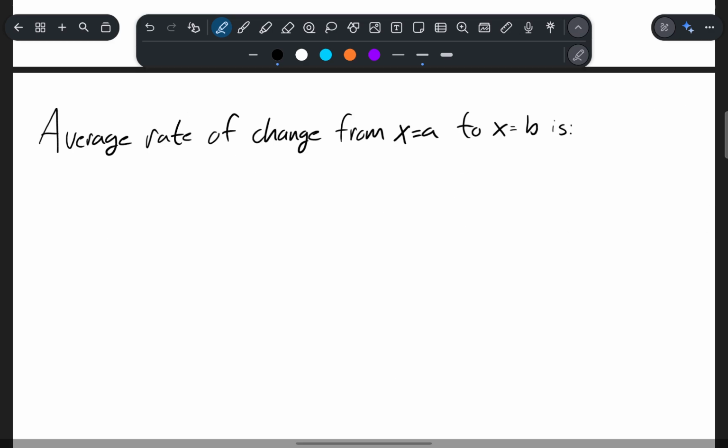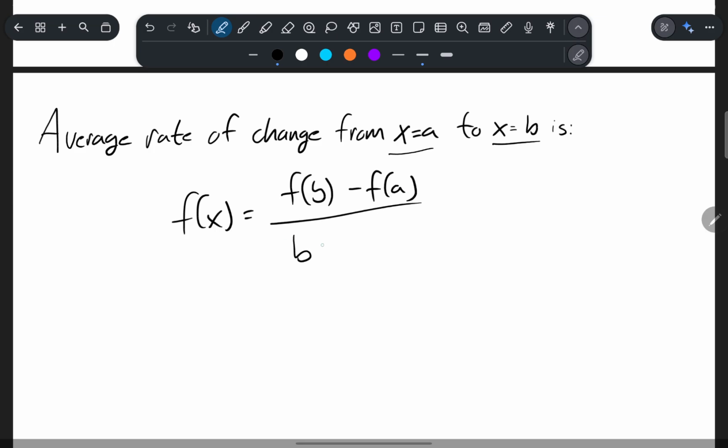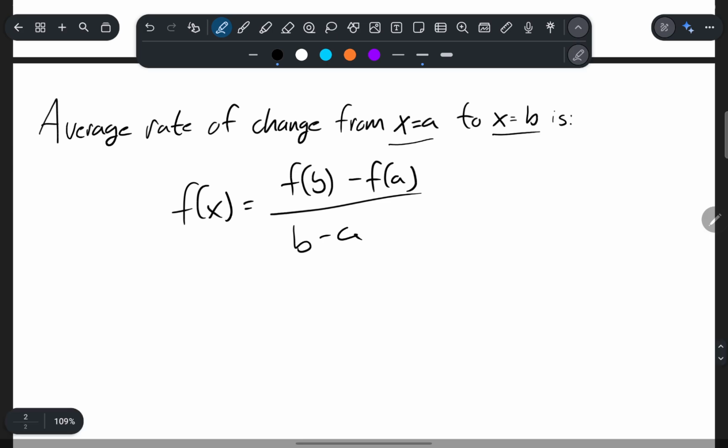So now we have the core concept of average rate of change. We have 2 points, x equals a and x equals b, on a graph, right? The formula is the average rate of change equals f of b minus f of a over b minus a. This is literally the change in output over the change in input. So geometrically speaking, it's the slope of a secant line, right?